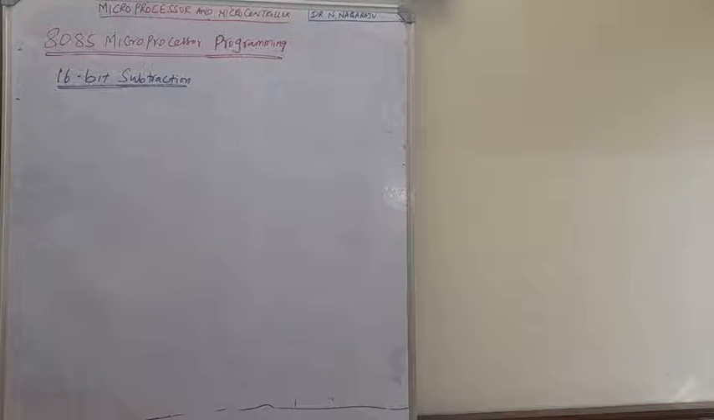Already we know that the 8085 microprocessor performs only 8-bit arithmetic operations, because it is an 8-bit microprocessor. So it performs 8-bit addition, subtraction, multiplication and division. In this video I am going to explain how to perform 16-bit subtraction using the 8085 microprocessor. Before going to the program, first let us discuss the manual operation.